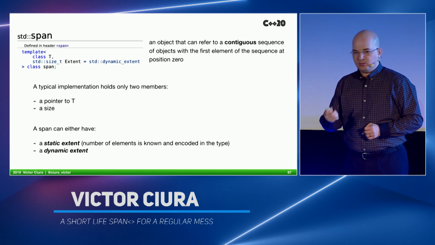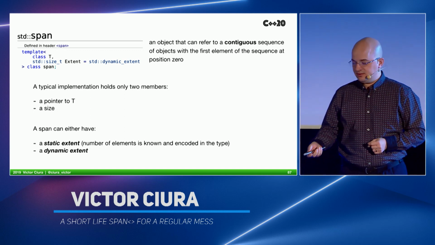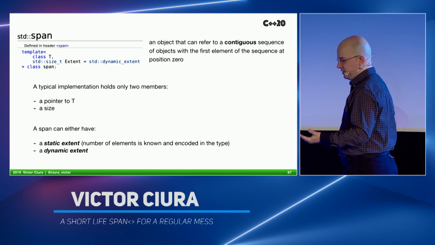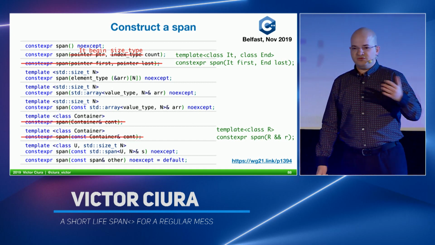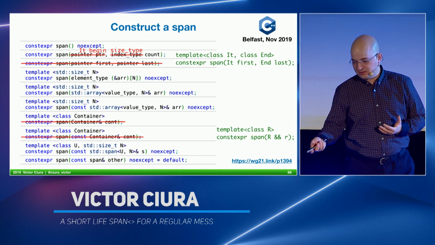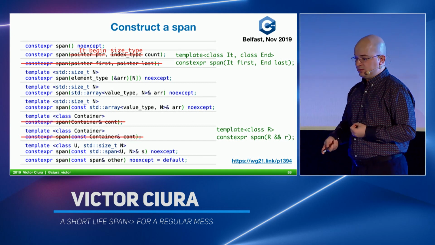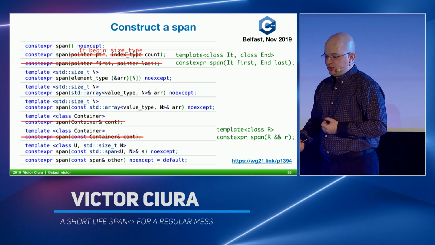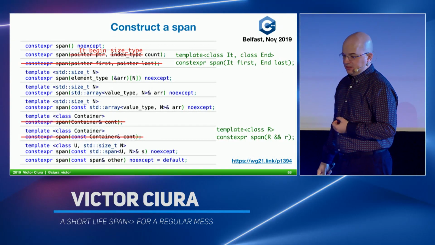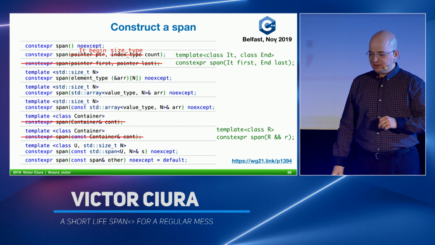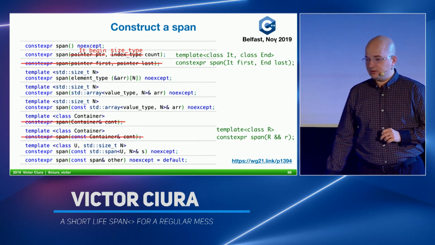So span is defined as a pointer and a size, and can have either static extent or dynamic extent, depending on how you plan to use it. And you can construct span in various different ways, and I updated this slide because the information on cppreference is not up to date yet. I updated this slide with the changes from Belfast, the last committee meeting in November. Now you have a range constructor for span, and yeah, this was the change from Belfast. You can construct it from a range.